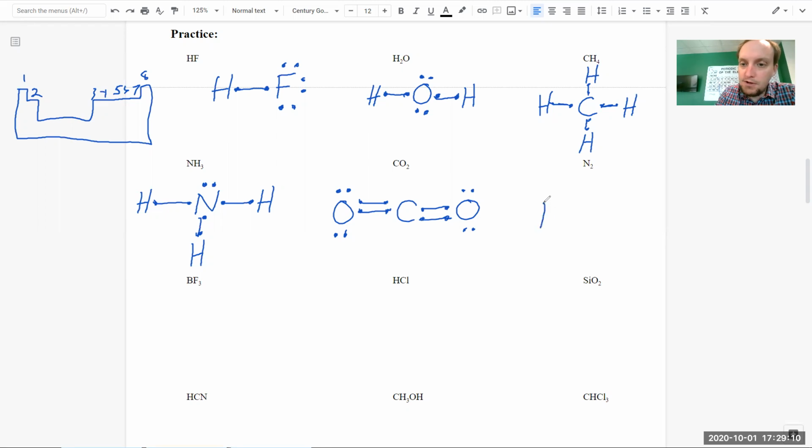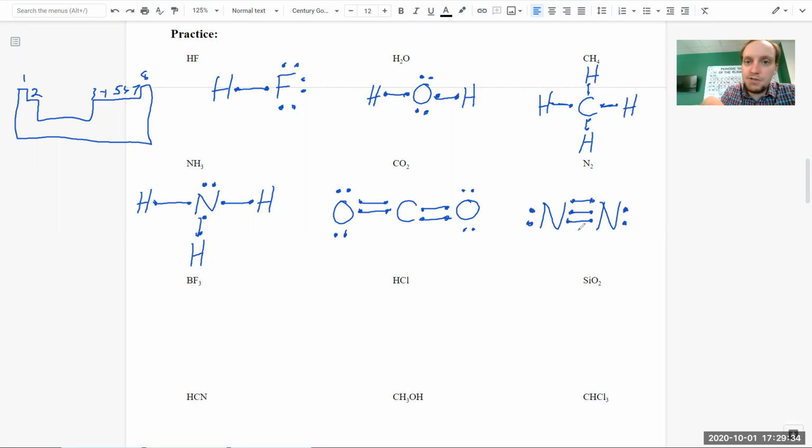In 2, again, we've already done this one as well. Again, we call this not dinitride, but it is nitrogen. We have a double bond here, and then we're left with 1, 2. Actually, it's a triple bond, isn't it? There we go. Again, because there's 1, 2, 3, 4, 5. This one has 1, 2, 3, 4, 5.